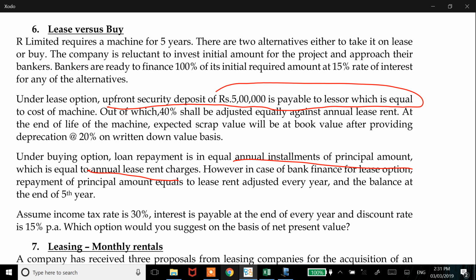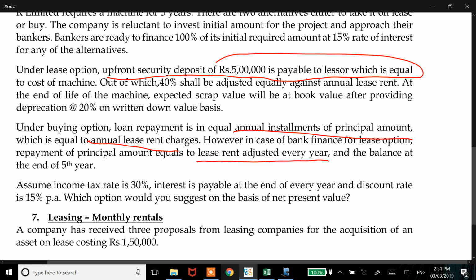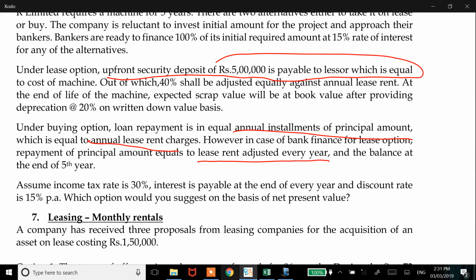That security deposit is given because he is saying don't pay the rental. When you have to pay the rental, we will adjust 40% of that. Other thing they are saying is, in case of bank finance for lease option, repayment of principal amount equals lease rent adjusted every year. Of the 5 lakh security deposit, 40% is adjustable, which is 2 lakh rupees. Of that 2 lakh rupees, every year 40,000 will get adjusted.